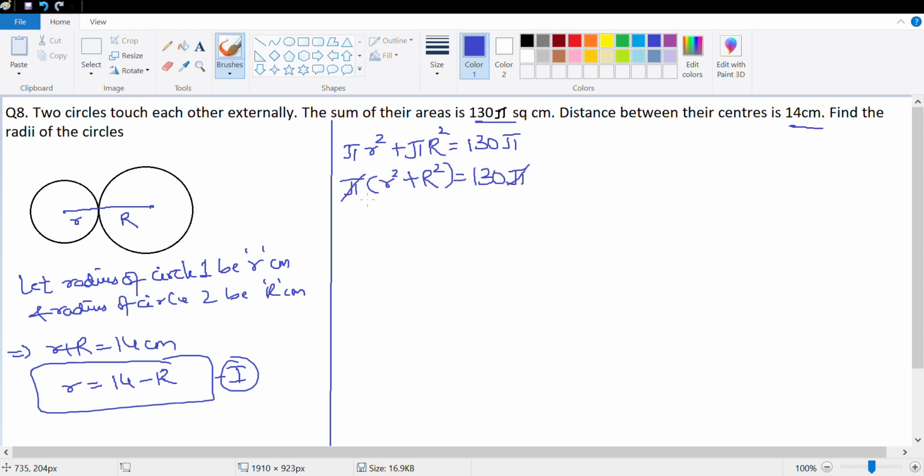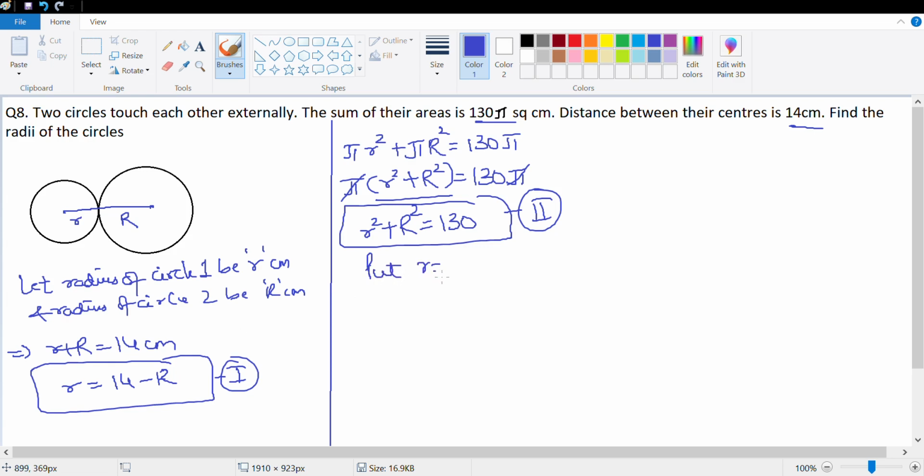Pi and pi get cancelled, which means r square plus r square is equal to 130. That's equation number 2. So let's replace small r in equation 2. So put r is equal to 14 minus r in equation 2. So when I put it, r square becomes 14 minus r whole square plus r square is equal to 130. Let's see what this gives us.